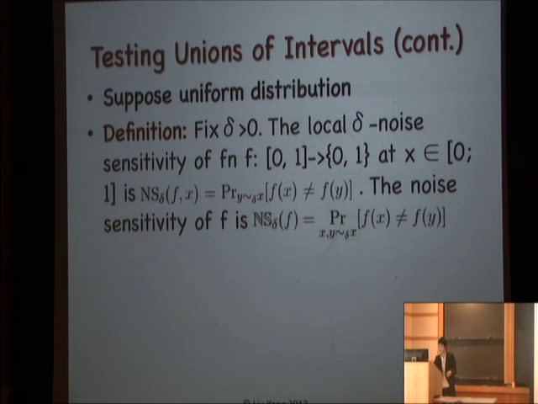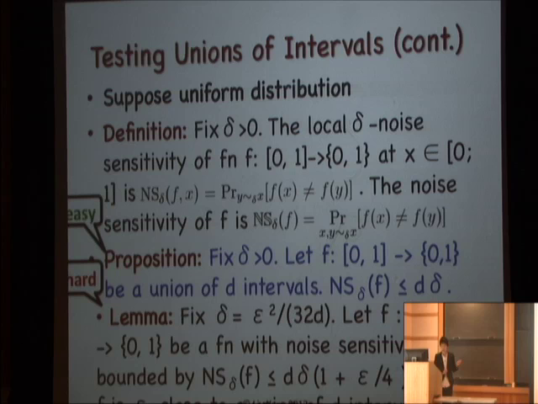Okay. So a simple argument gives this proposition: unions of D intervals have relatively low noise sensitivity. The converse is approximately true, although it's harder to prove. For delta small enough, every function with noise sensitivity not much larger than D times delta is close to being a union of D intervals. The idea is that if noise sensitivity is small, then not much probability mass needs to be flipped to get down to a union of D intervals.